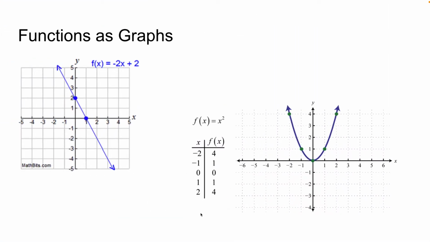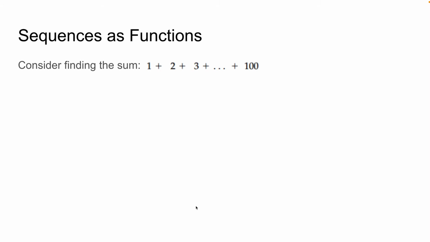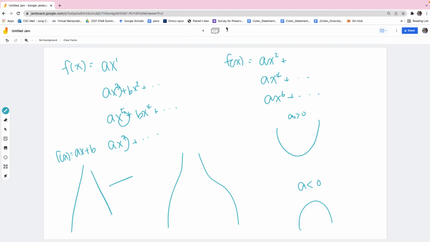Okay, so that is the functions and the graph. And we can also talk about the sequences as a function. So consider finding the sum of all natural numbers from 1 to 100. Is there any way that you can find the sum of the natural numbers easily? So let's consider that together.